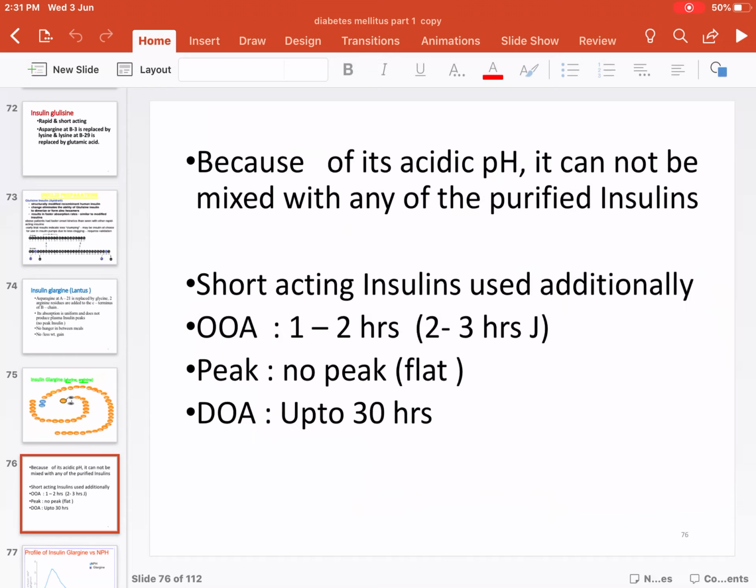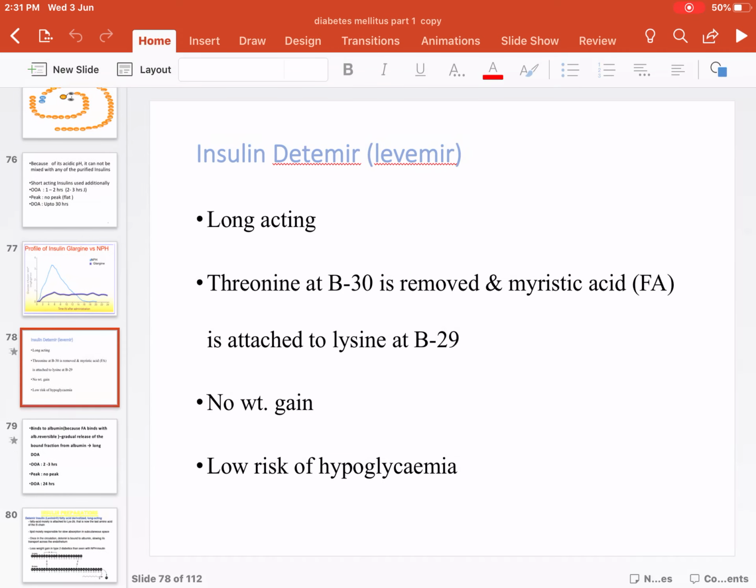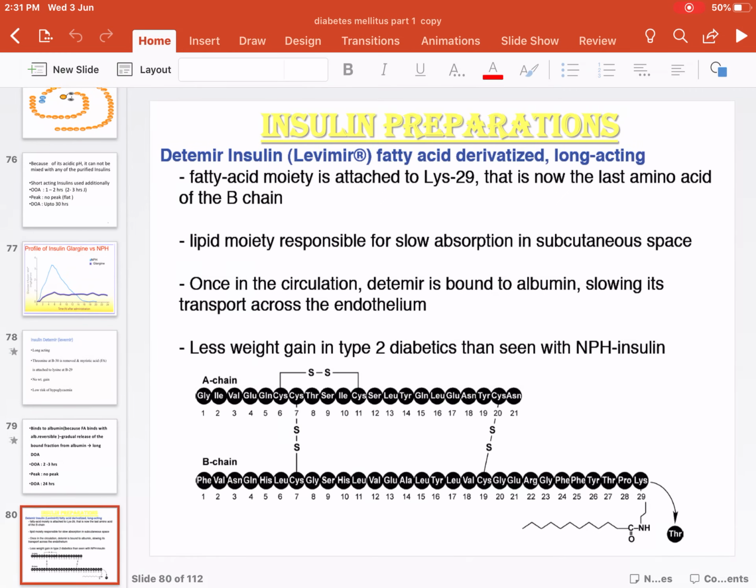Because of this, glargine, a long-acting insulin, can act up to 30 hours. Duration of action will be around 30 hours. Onset will take 1 to 2 hours. The other molecule is detemir. This is also a long-acting molecule where threonine at B30 is removed and myristic acid is added to B29. You can see here threonine is removed and myristic acid is added.